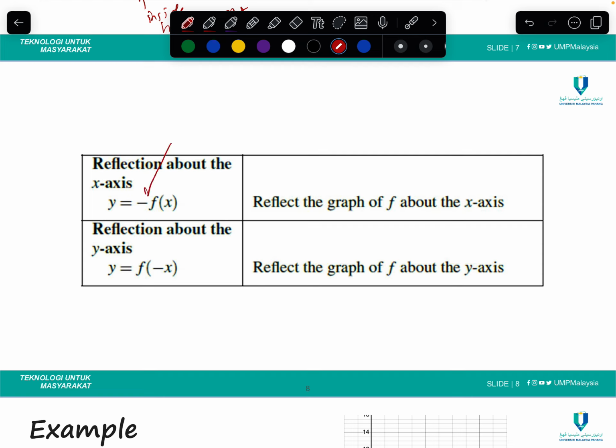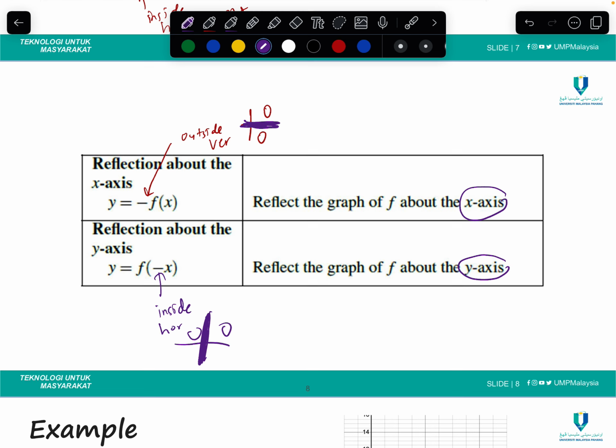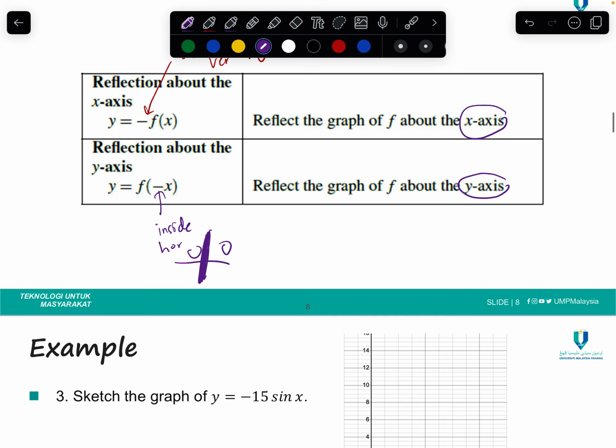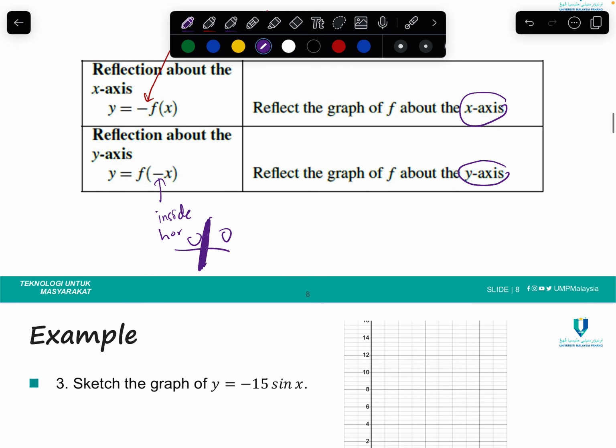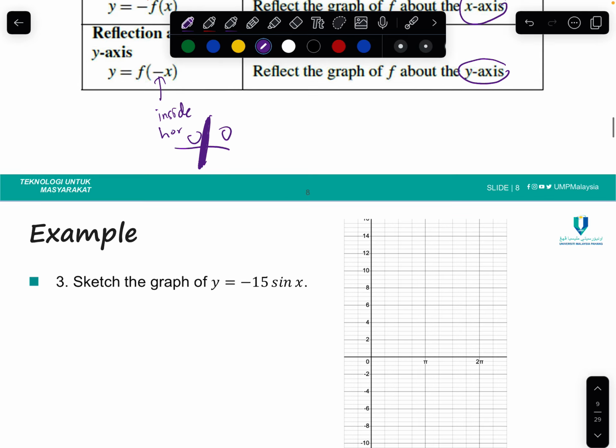It's about the negative value here. If it is outside, we remember vertical, so the reflection is about the x-axis. Okay, if the negative is inside of the function, we remember horizontal, so the reflection is about the y-axis. We will use this as well in sketching trigonometric functions.